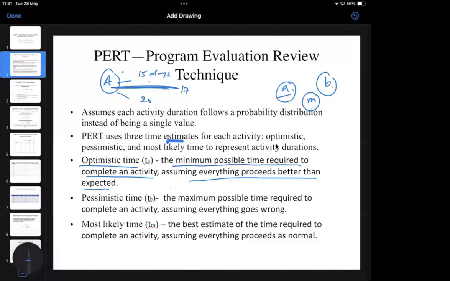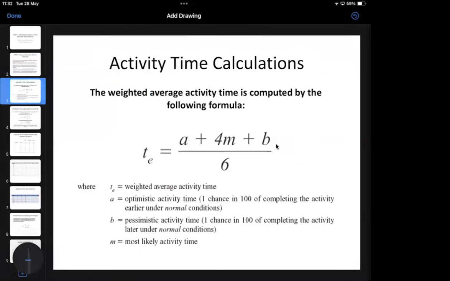Based on these optimistic, pessimistic, and most likely times, we can find out the weighted average activity time. The weighted average activity time is computed by the following formula. We are using a formula to find out the weighted average activity time. TE equals A plus 4M plus B divided by 6.